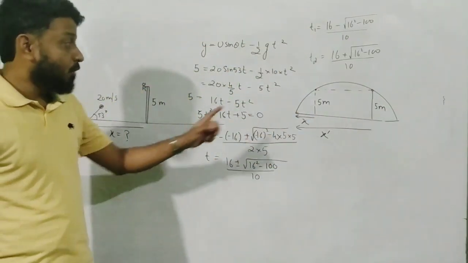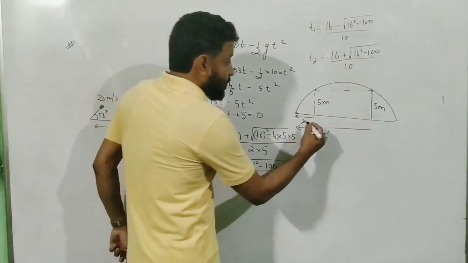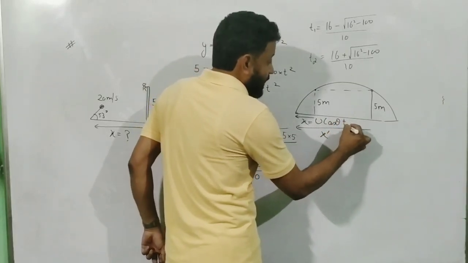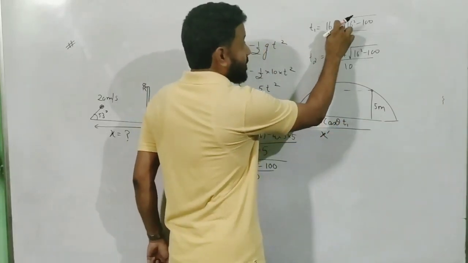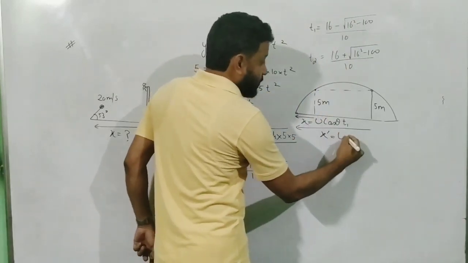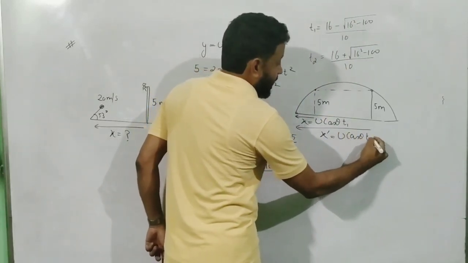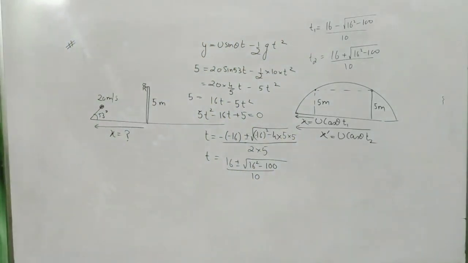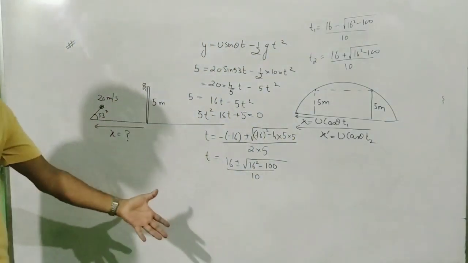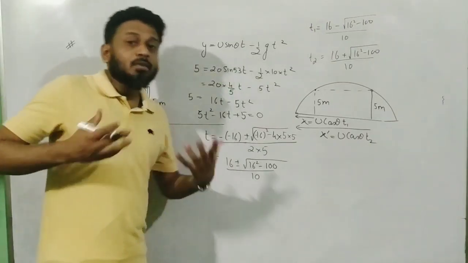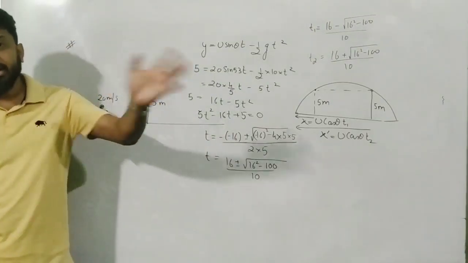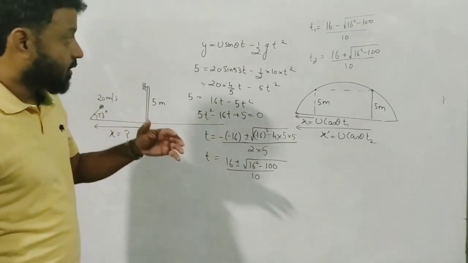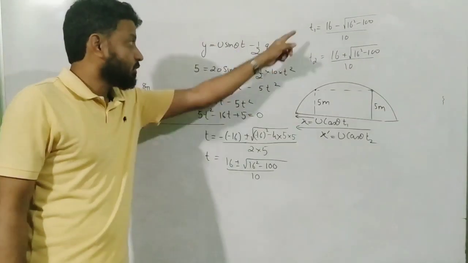So how will you get x? You can find x by using the formula u cosθ multiplied by t1, the lesser time, and x dash you can find as u cosθ multiplied by t2, the larger time. So you have this option of finding it with 2 values of time.